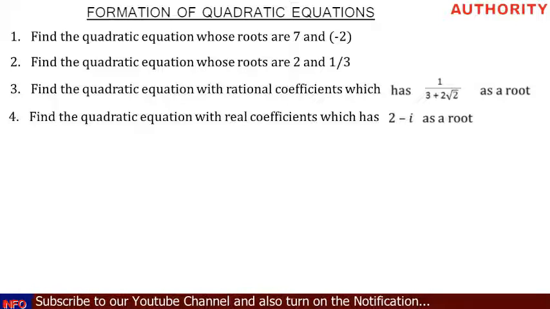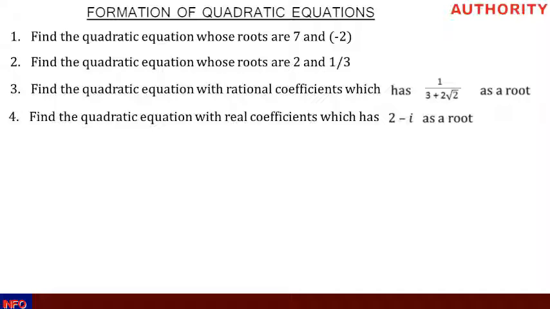Please, I want you to pay attention to this lesson and watch it to the end, most especially number 3 and number 4. Number 3 requires a special logic, and also number 4. Please watch this to the end so that you will get the true basic principle of how to form a quadratic equation.